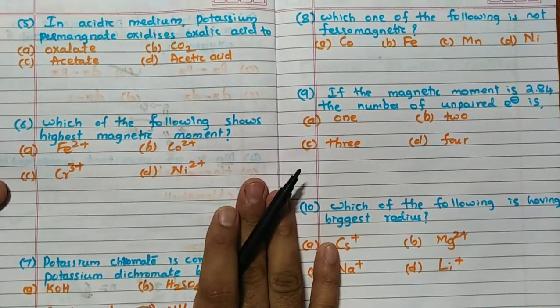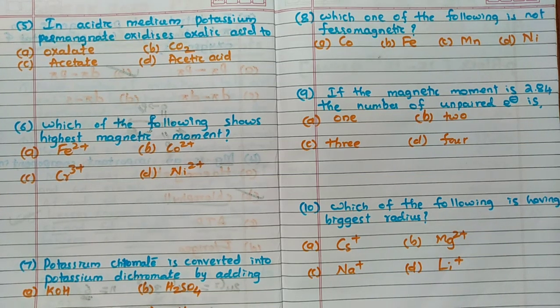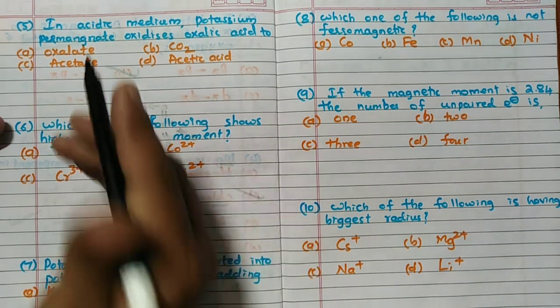Then, in acidic medium, potassium permanganate oxidizes oxalic acid too. So remember in this particular case, oxalic acid oxidizes to carbon dioxide.